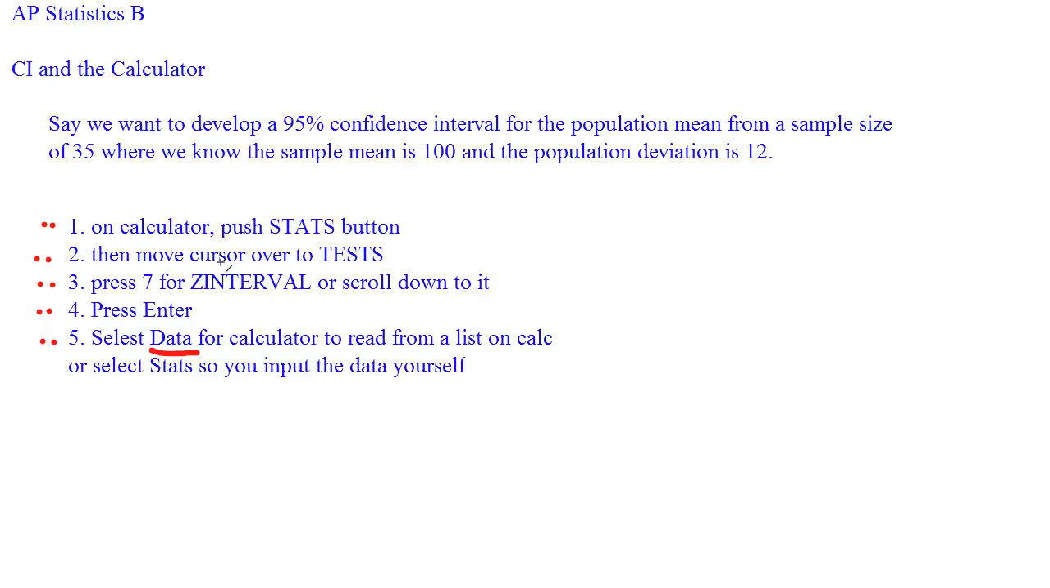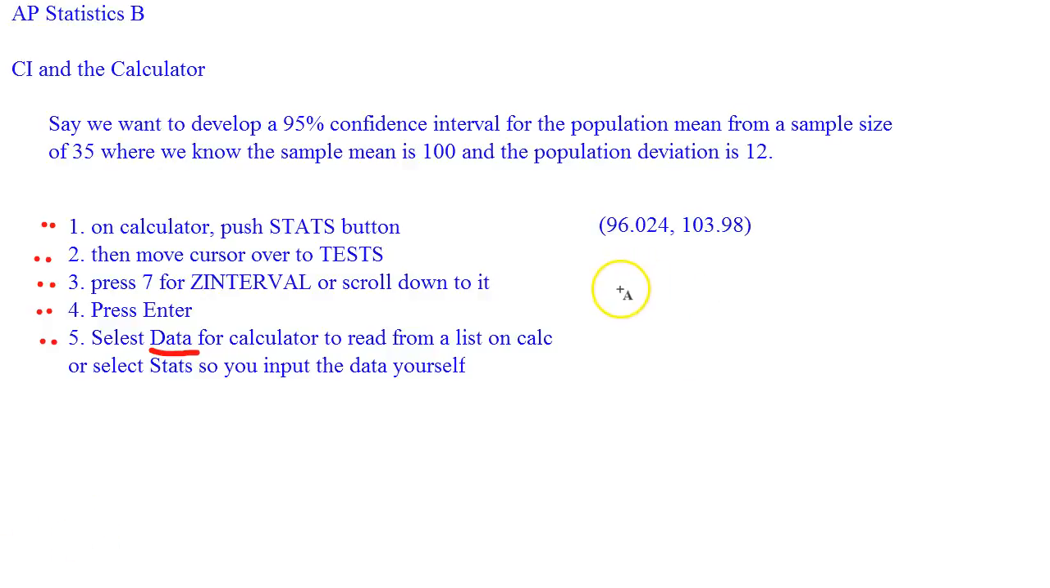When you're on that screen, you scroll down and put in the sigma, which is 12. The mean is 100 and the sample size is 35. Then you go down to the confidence level and put in 0.95. If it's something different, you can change it. Then you go down to calculate, and here's what you get.